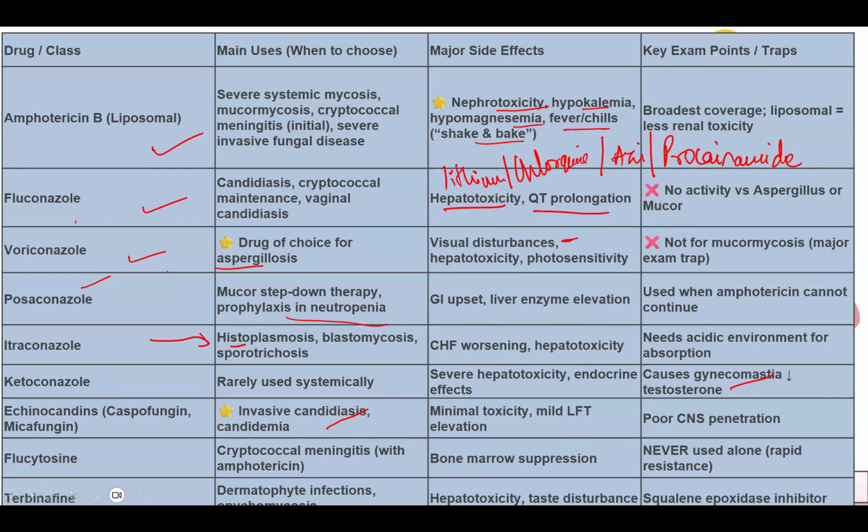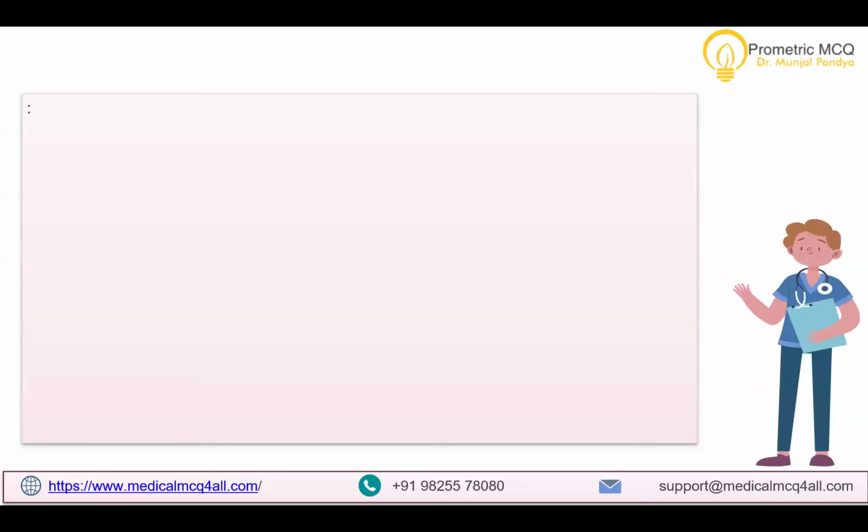What else do we have here? You have flucytosine, which is the drug of choice for cryptococcal meningitis. Clear? And terbinafine, as I told you, can be used in dermatophytic infections. Okay, so I give you one question now.